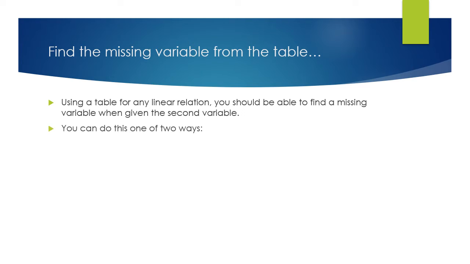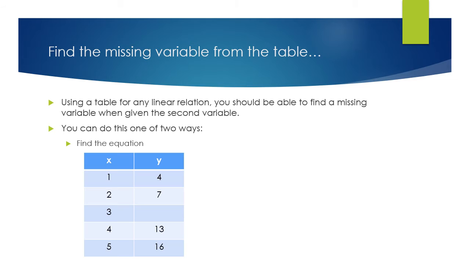For example, you can do this in one of two ways. The first way is to find the equation. So take the table, find the equation like we did last week, and then use that to help find the missing piece. If I gave you this table, remember, to find the equation, we have to find out what the dependent variable goes up by each time. And even though we're missing that piece in the middle, we can see it's going up by 3.